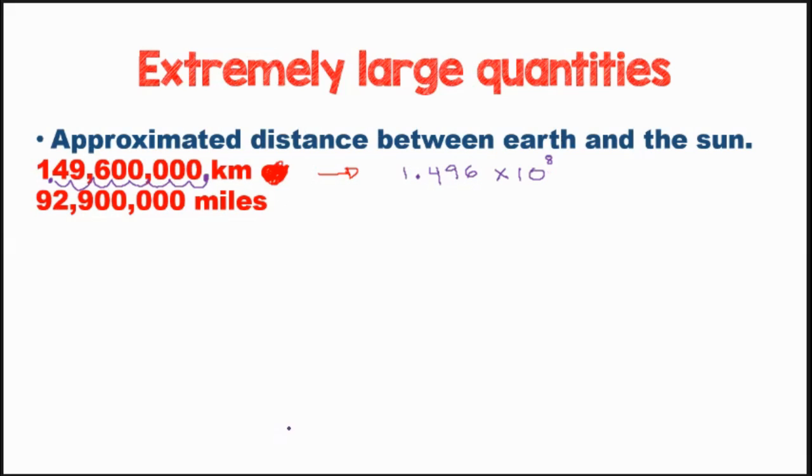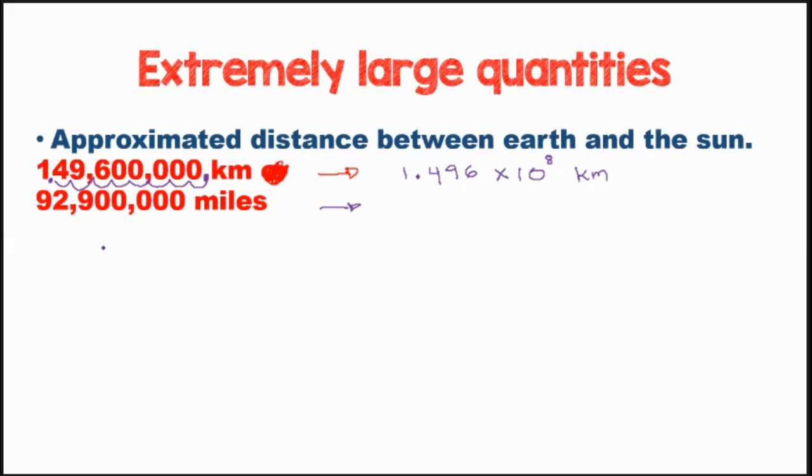Let's have another example. The approximated distance between Earth and the Sun again, but in miles this time. Oops, I can't find my pen. And if there are units of measurement affixed with your given value, please write the unit of measurement. Since this is represented as kilometers, you have to affix the letters km, short for kilometers.